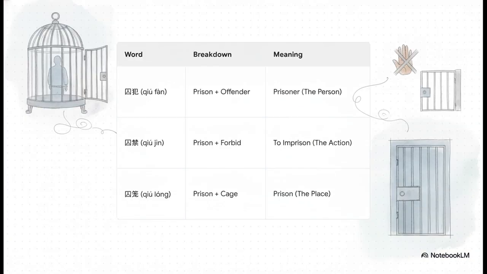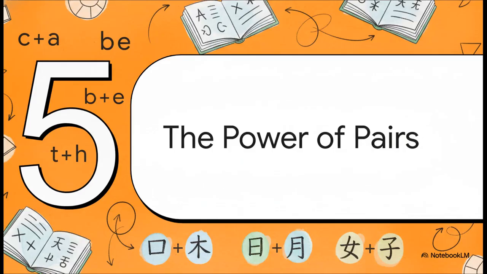The character qiu acts as a kind of root concept. To get more specific, you just pair it up with a second character. So add fan, which means offender, and you get qiu fan, a prisoner. To talk about the action, you can add jin, which means to forbid, and that gives you qiu jin, to imprison. And to talk about the physical place, you can add long, which means cage, and you get qiu long, the prison itself.